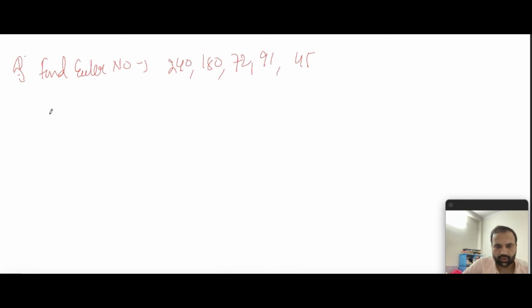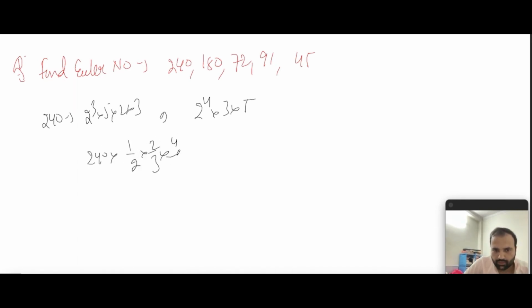Okay, again 240. We know 120 into 2, 120 is 40 into 3, and 40 is 2 cube into 5. So we have 2 to the power 4, into 3, into 5. That's what we can break it into, isn't it? Now simple, very simple. Do everything in mind. 240 into 1 by 2 into 2 by 3 into 4 by 5. 5 times 3 is 15, times 2 is 30, 8 times 2 is 16, 64. Simple.